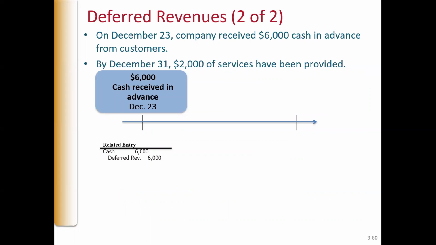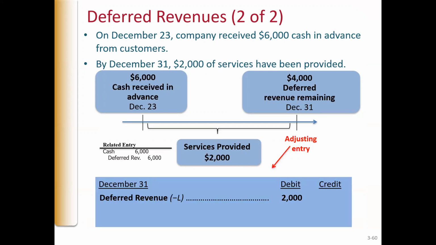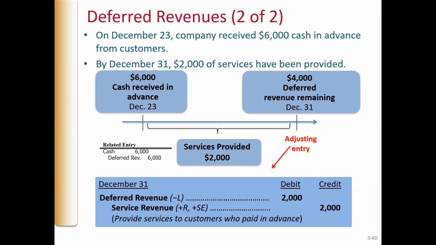So here's the deal, guys. On December 23rd, a company received $6,000 of cash in advance from customers. By December 31st, $2,000 of that $6,000 has been earned. Okay? So if during this period, this week, we earned $2,000 of that $6,000, won't we create a journal entry to debit our liability called deferred revenue? And we credit service revenue because now we've earned $2,000 of that money. We still have a balance in our deferred revenue of $4,000, but it's gone down some. And we can show that as revenue. Okay?